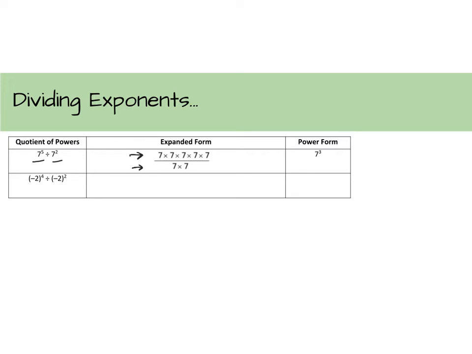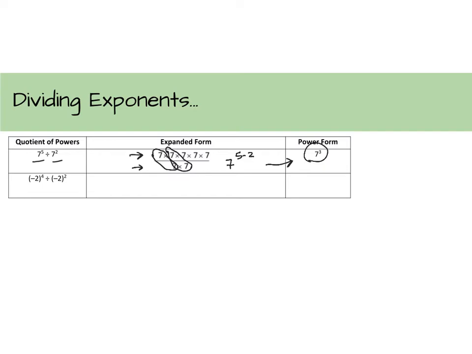Another thing we know is that any number over itself gives us 1. So we have 1 group, 2 groups of 1, which leaves us with 7 exponent 3. And what you'll notice is that we're actually subtracting. 5 subtract 2 will give us 7 exponent 3. Let's have a look at another one.